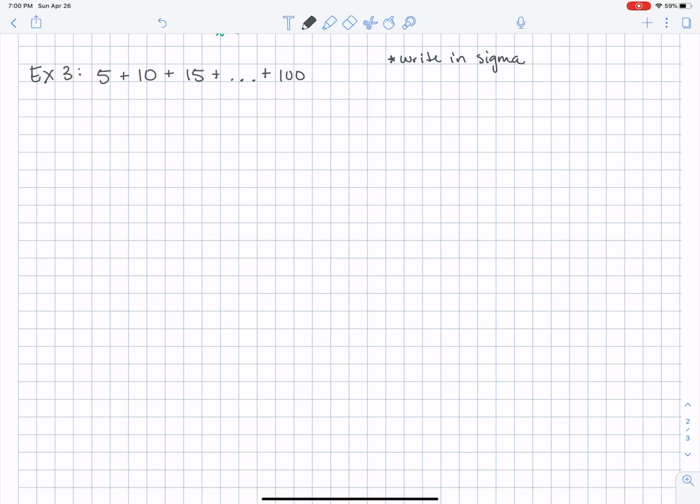The first thing with writing it in sigma notation is giving yourself that little sigma sign. Sorry, mine get a little funky from time to time. Not sure if they need to be that long. There we go.